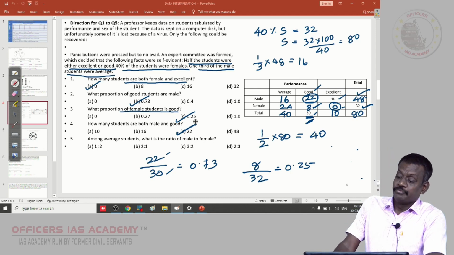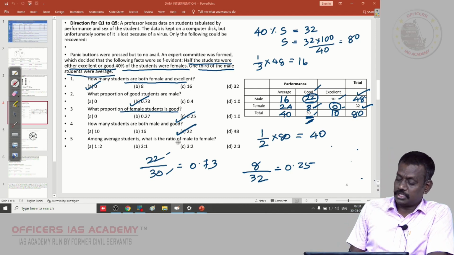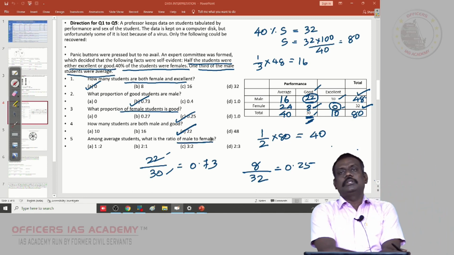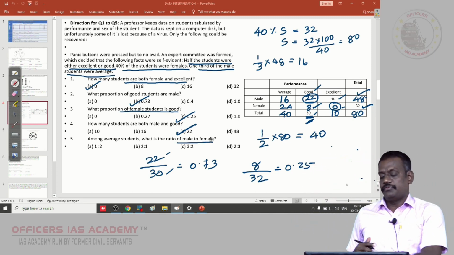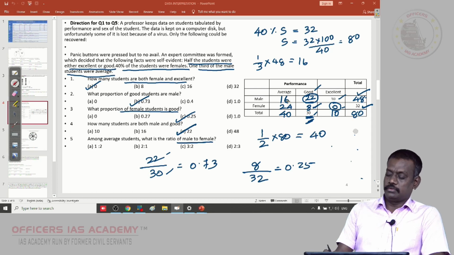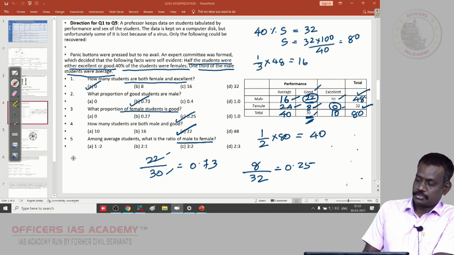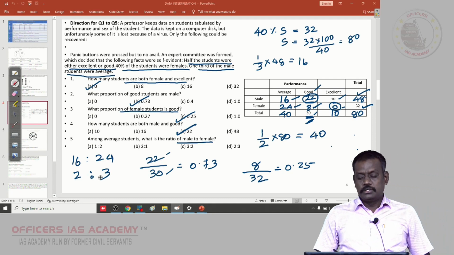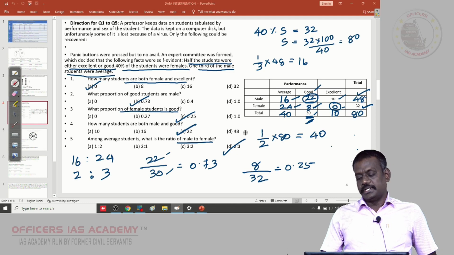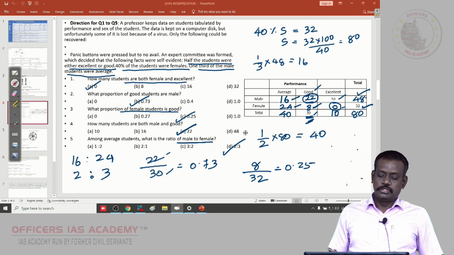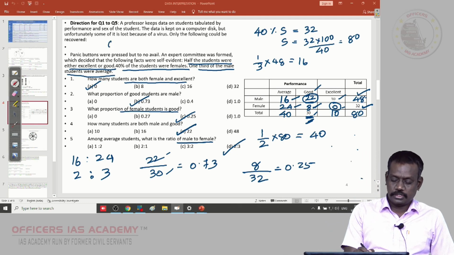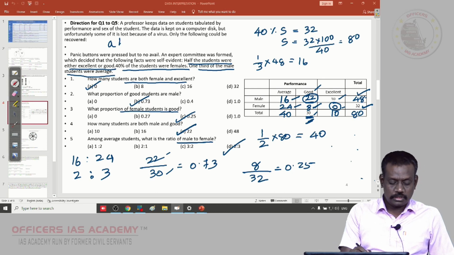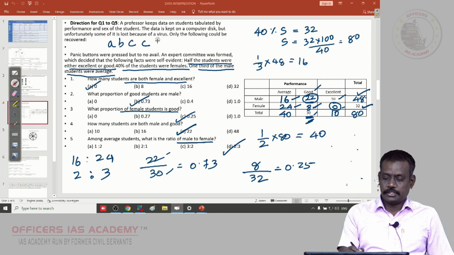And next, among the average students, what is the ratio of male to female? So among the average, male is 16 and female is 24. So 16 is to 24. So you can write it as 2 is to 3 because this is divisible by 8. So your answer will be D. Understood, students? So the answers are A, B, C, C, D.